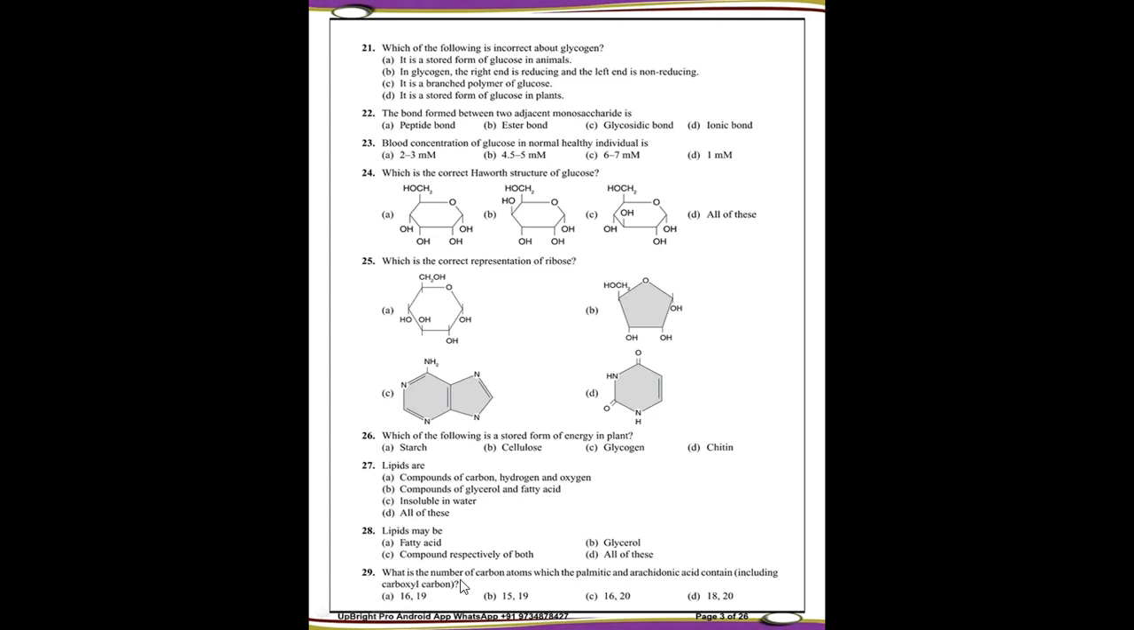What is the number of carbon atoms in palmitic and arachidonic acid, including the carboxy group? So the number of carbon atoms in palmitic and arachidonic acid respectively is 16 and 20. So the answer for 29 is C. So let's go to question 30.